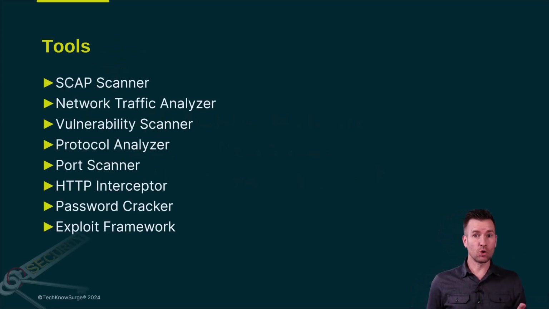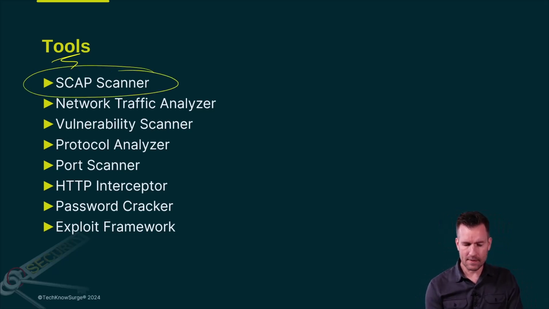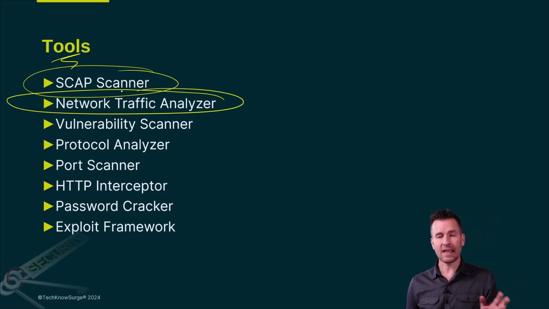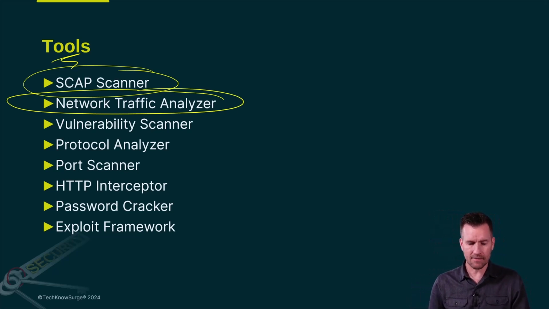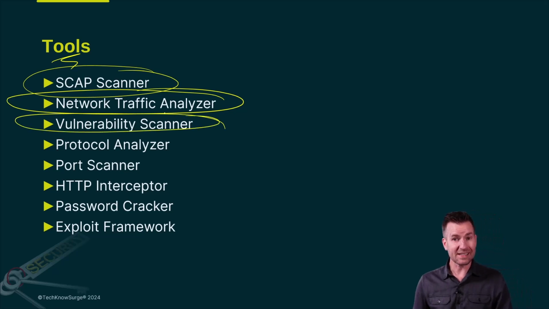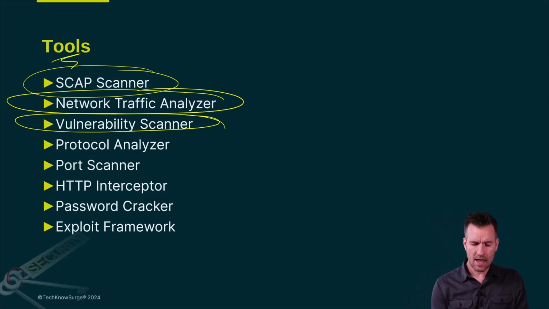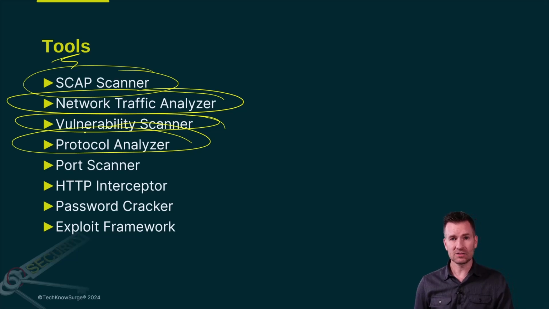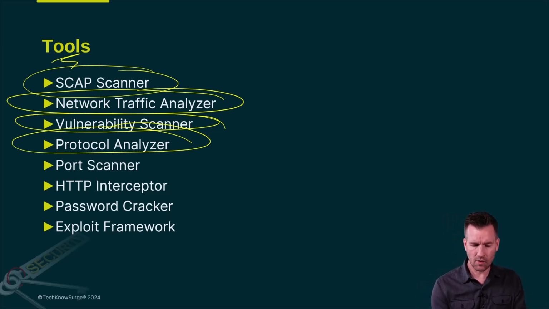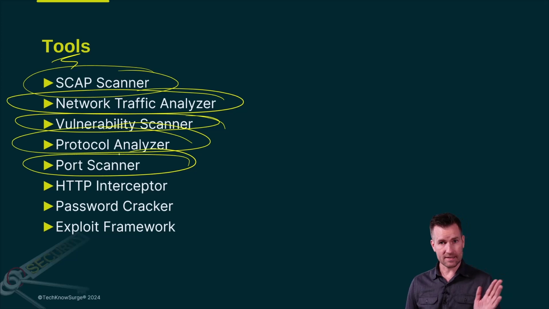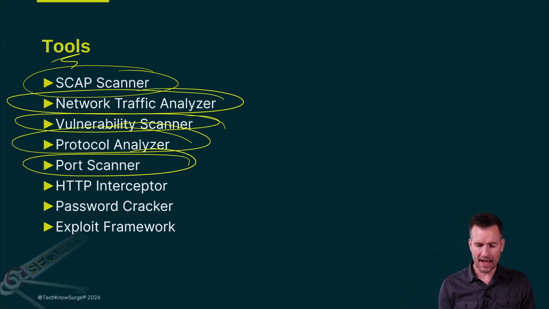There's a variety of tools that they'll use, a lot of tools that hackers will use. Things like scanners, like a SCAP scanner, or maybe a network traffic analyzer, like a packet sniffer. They could be doing vulnerability scans on your network. Very likely they'll be doing some sort of vulnerability scan on your network to find those vulnerabilities. Maybe they have protocol analyzers that they can use to take a look at different protocols going on there, or port scanners, scanning ports to see what ports are open, so they can leverage that.